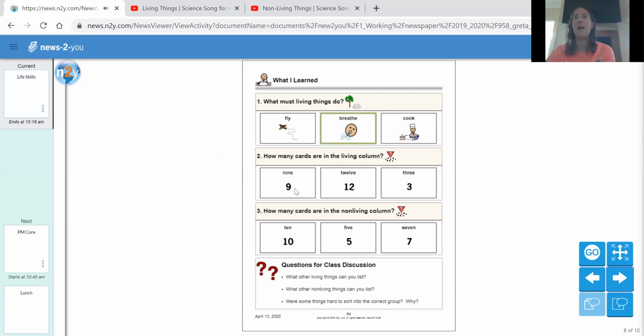Good job, guys. How many cards are in the living column? Let's look. 1, 2, 3, 4, 5, 6, 7, 8, 9. Nine. How many cards are in the non-living? 1, 2, 3, 4, 5, 6, 7. 10, 5, or 7? Seven. Thanks, guys, for doing this science experiment. I'll talk to y'all later. Bye.